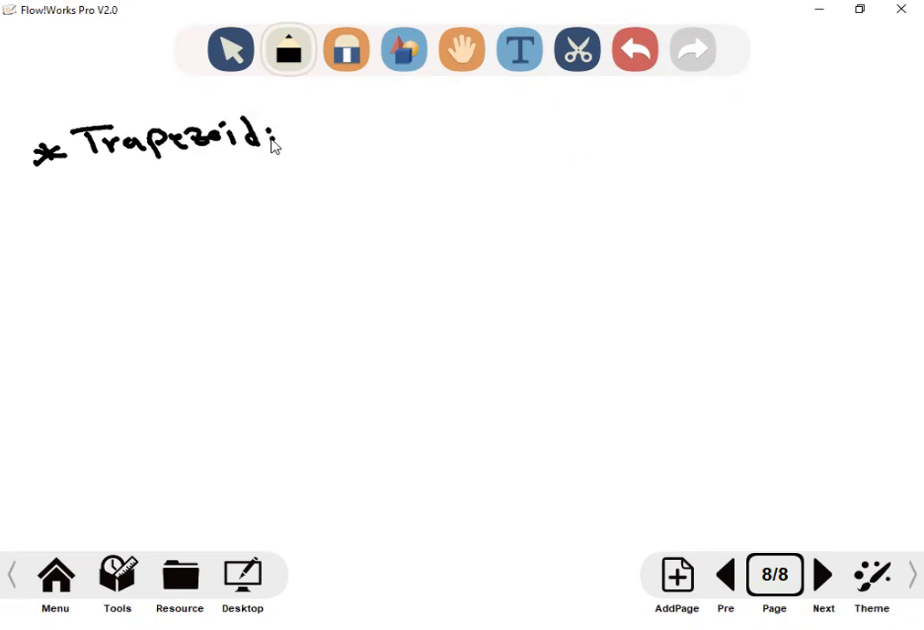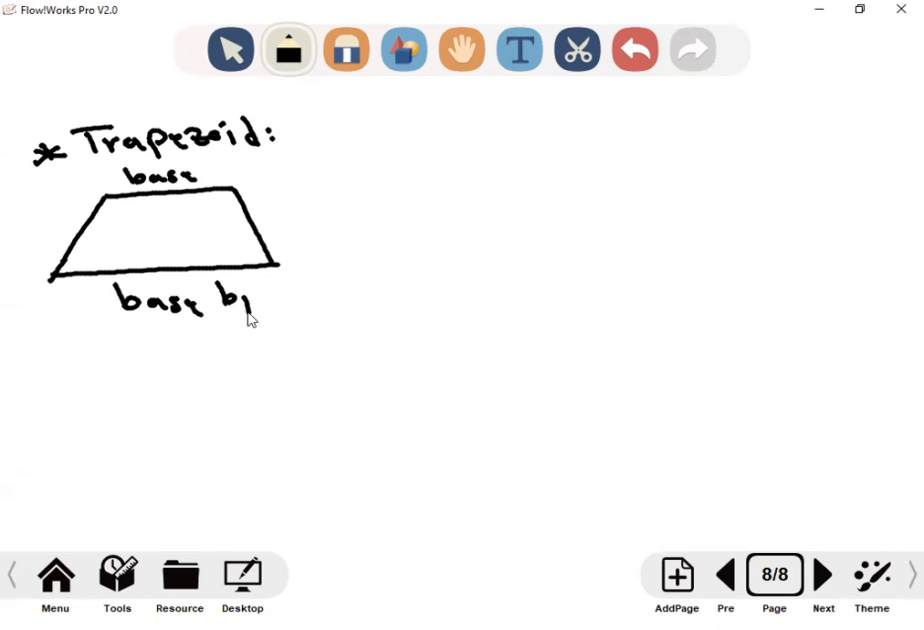Now, this is the trapezoid. It has 2 bases, remember? With a height, okay? Trapezoid is a quadrilateral with 4 sides. It has 2 bases. Down, we call it base, and up, we call it base also. This I will call base 1, and this base 2. The height is always between the bases. This is the height.